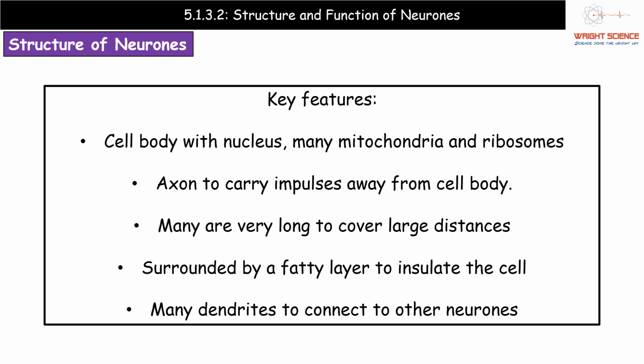They can also be surrounded by this fatty layer, which is going to insulate the cell itself, and we'll look more at that in a later part of the videos. And they've got lots of these structures called dendrites, which are the connections to the other neurons. When you look at the pictures, they're the kind of bits that stick out like little fingers or roots or branches at the end.